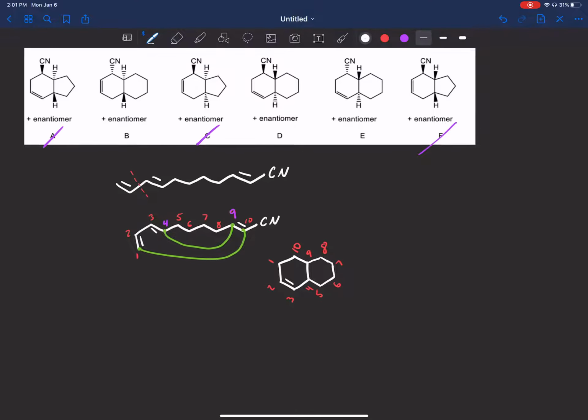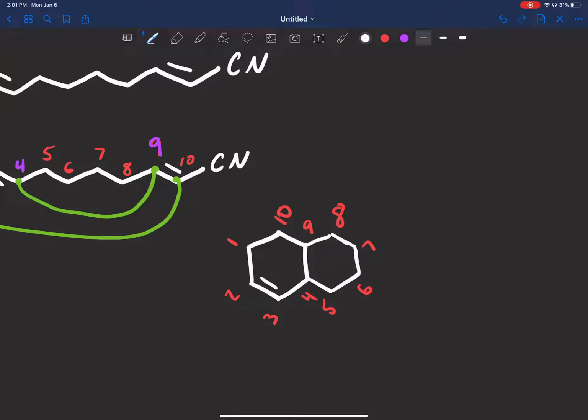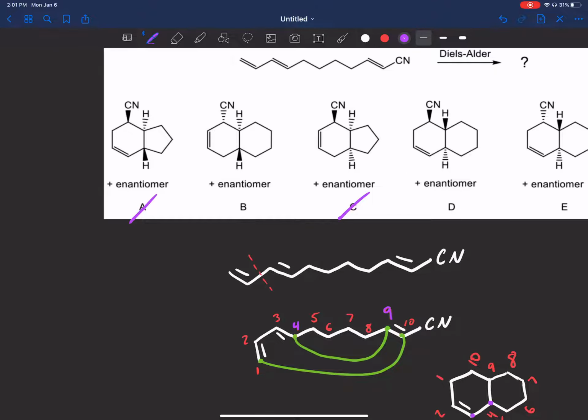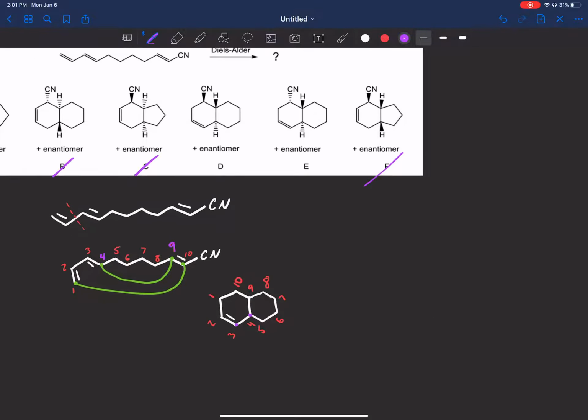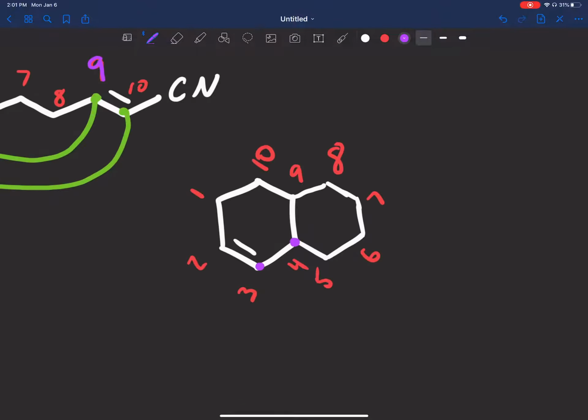Now we can eliminate already another answer choice, because if you see this double bond is 1 carbon away from that bridgehead. All right. And so if you look, choice B has the double bond right here. That's 1, 2 away from the bridgehead. That's also wrong. Eliminate that. All right. Now D and E have the double bond correctly, so we can't eliminate anything yet.